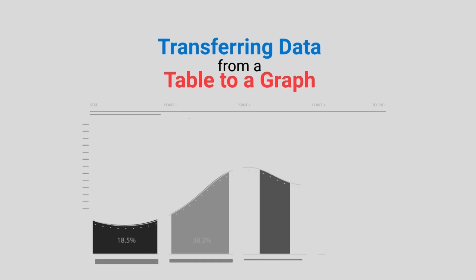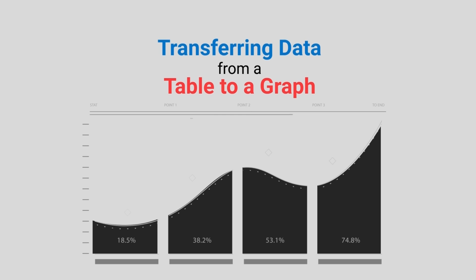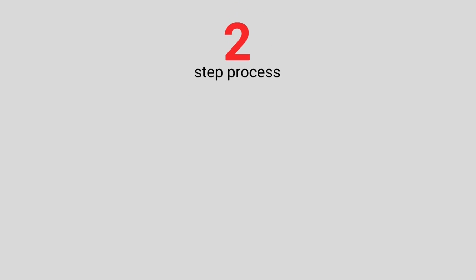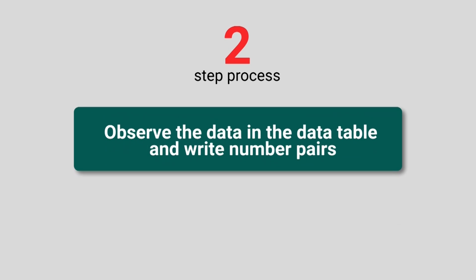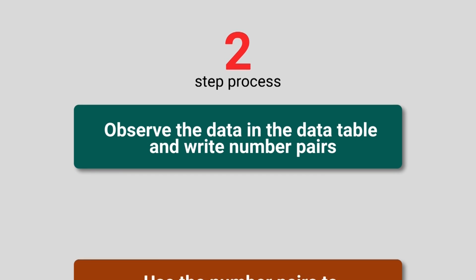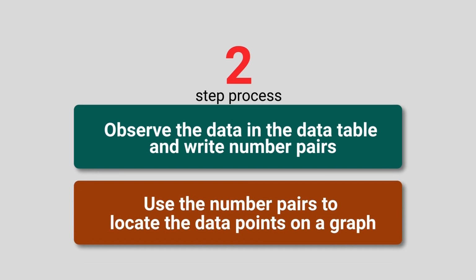Transferring data from a table to a graph. Let's see how we do it. This is an easy two-step process in which you observe the data in the data table and write number pairs. Use the number pairs to locate the data points on a graph. Graphs show trends and patterns more effectively than just a table because they are more visual. When writing data pairs, the value for the horizontal x-axis is written first, followed by the vertical y-axis. Here is a data table for you.